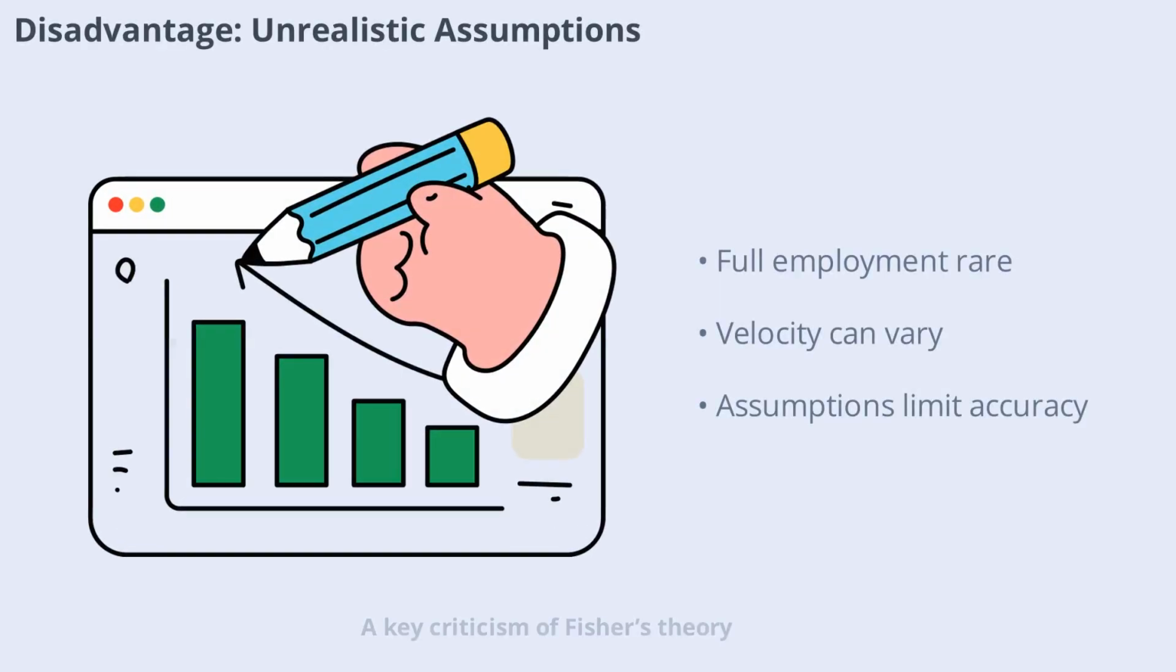A key criticism of Fisher's theory is that its assumptions are often unrealistic. In reality, economies rarely operate at full employment, and the velocity of money can change due to various factors. These limitations mean the theory doesn't always match real-world conditions perfectly.